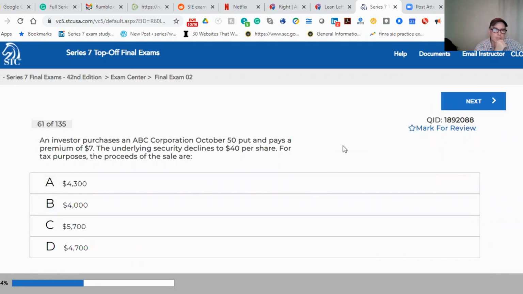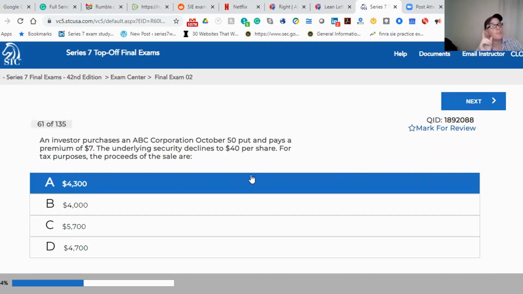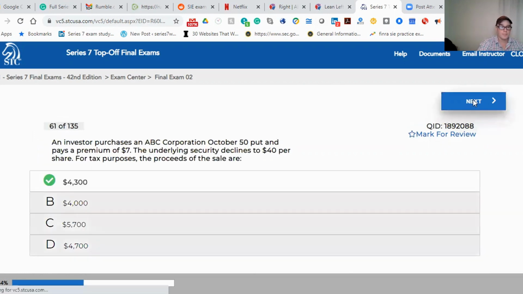An investor purchases an ABC Corporation October 50 put and pays a premium of 7. So I buy a 50 put at 7. The underlying security declines to 40 a share. So remember what I said about the breakeven. Breakeven on buying a put or selling a call is the proceeds. This is easy. 50 minus 7 is my breakeven, so it's going to be 43. And if I bought the stock at 40, that would be my cost basis and I'd make $300. Boom.